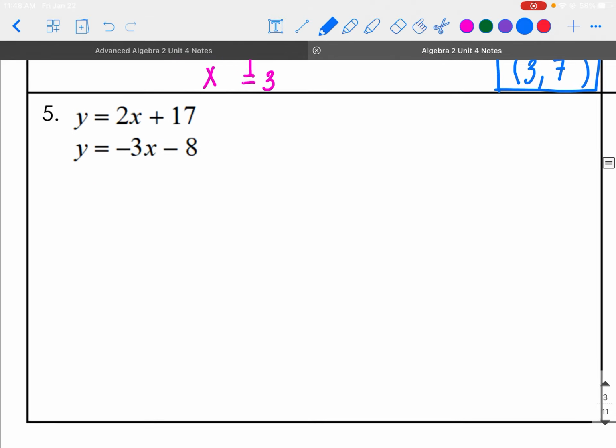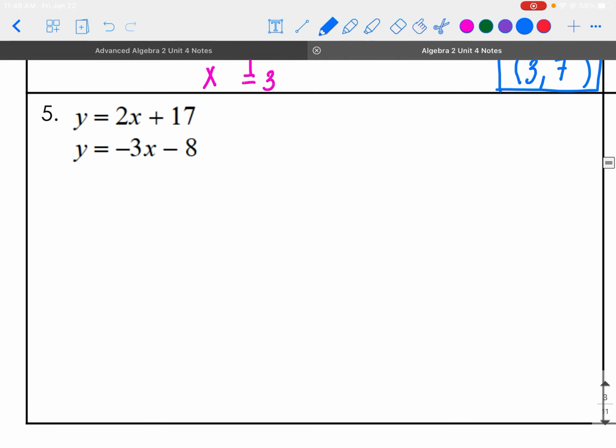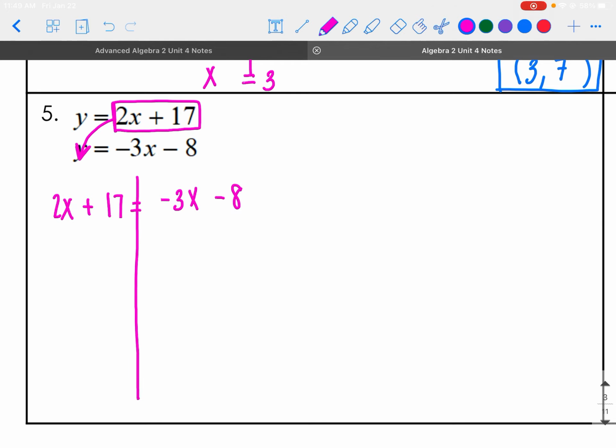Number 5. I again have 2 equations that are both set to y equals. So just pick one, draw a box around one of them, and then I'm going to take that and plug it into the y in the other equation. So I'm taking out that y and replacing it with 2x plus 17, and that's equal to negative 3x minus 8.